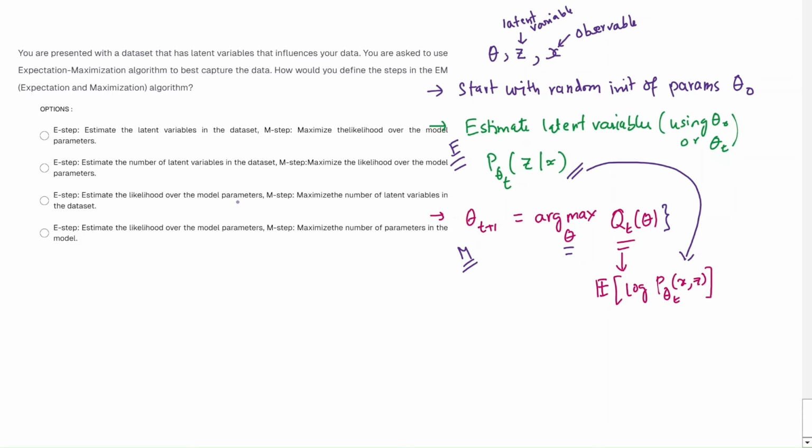So as per the EM algorithm, the first option says the E step estimates the latent variables in the data set, and the M step maximizes likelihood over the model parameters. This is actually correct. In fact, this turns out to be some variant of the likelihood of the model parameters. The second option says it estimates the number of latent variables in the dataset. This is not correct. The third option is also not correct. The fourth option is also not correct. So only the first option is correct in this question.